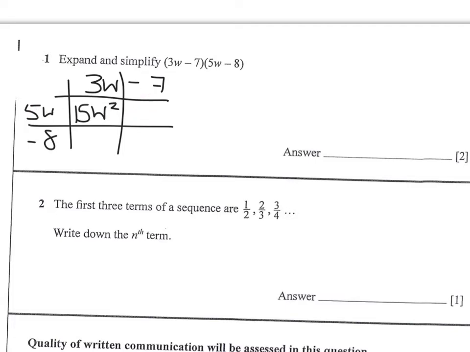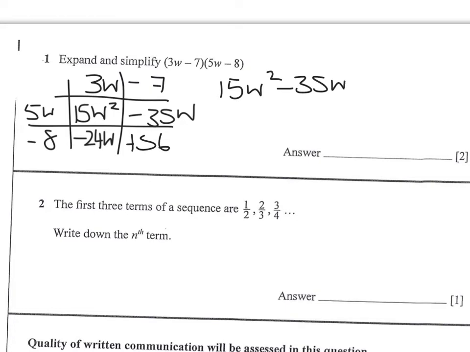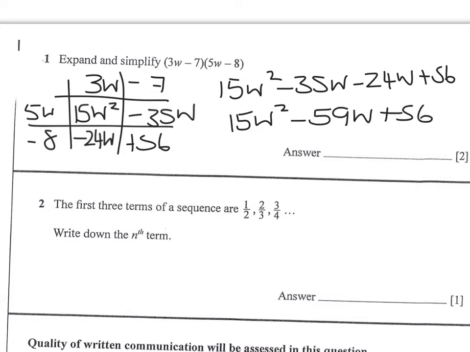This box, 5w times minus 7, so minus 35. Then we have 3 times minus 8, and then minus 7 times minus 8, which is plus 56. So we have 15w squared minus 35w minus 24w plus 56. And if you can't do minus 35 take away 24 in your head, then on your calculator type in minus 35 take away 24. But that gives us 15w squared minus 59w plus 56.